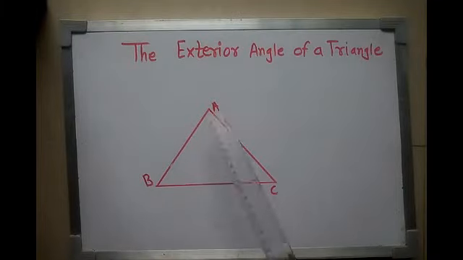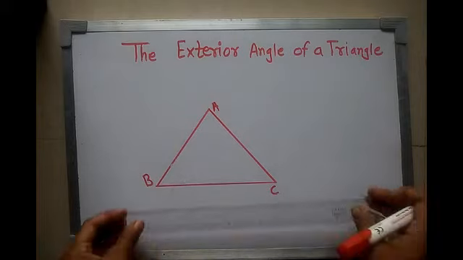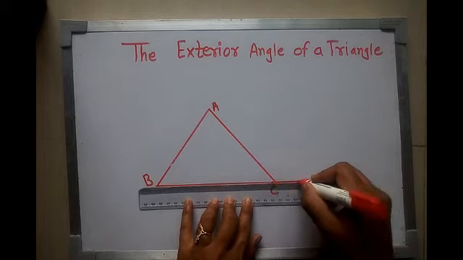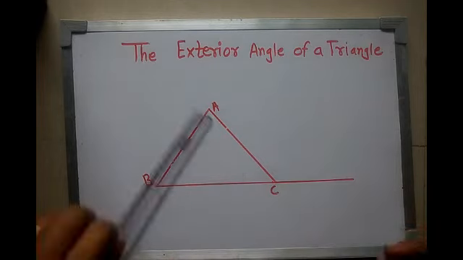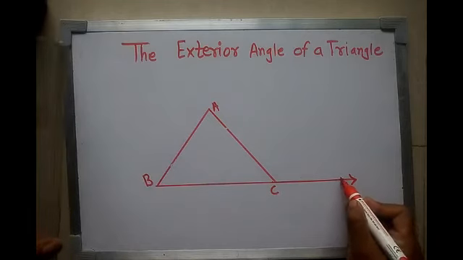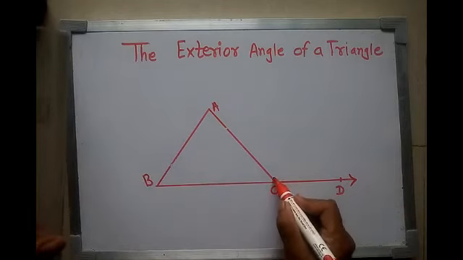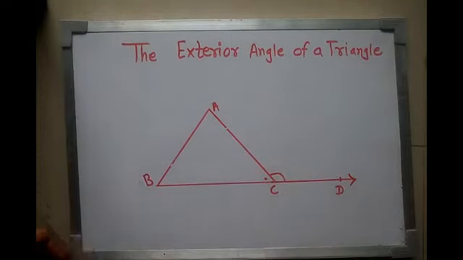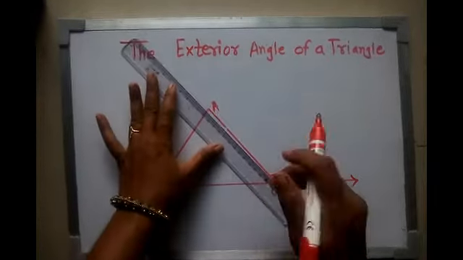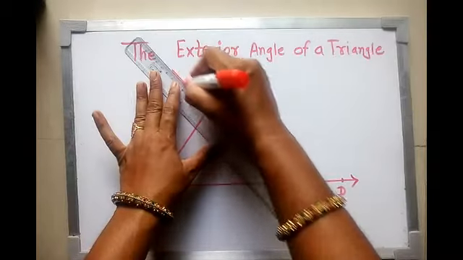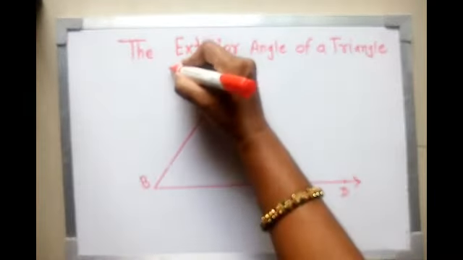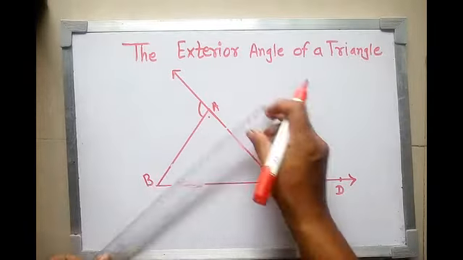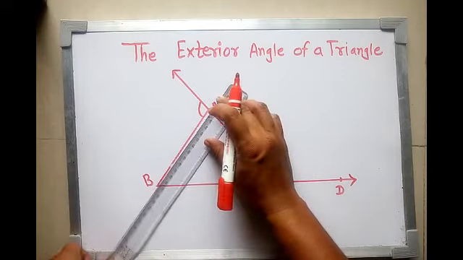The exterior angle of a triangle. The side BC of triangle ABC is extended as shown in the figure. An angle ACD is formed which lies outside the triangle. The interior angle is C. Here I extend line AC and make another exterior angle.